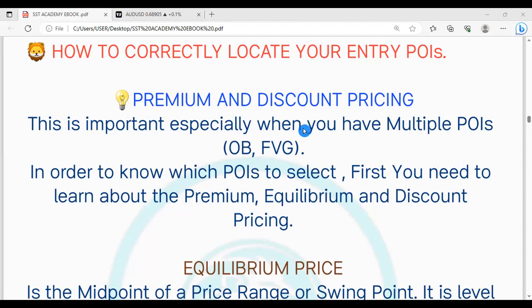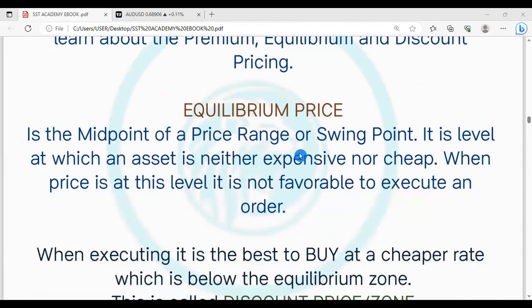Okay, so what exactly is an equilibrium price? It is the midpoint of the price range, or what I call the swing point. It is a level at which an asset is neither expensive nor cheap. When price is at this level, it is not favorable to execute any order. Understand, it's not favorable to execute any trade on an equilibrium price. I think you are still confused, but I'll explain them on the real chart.